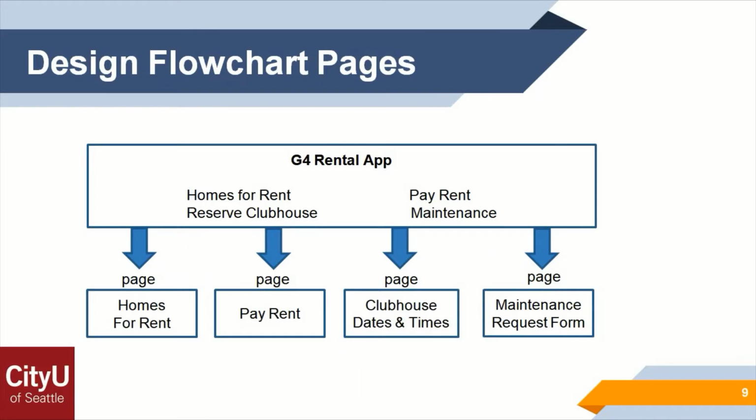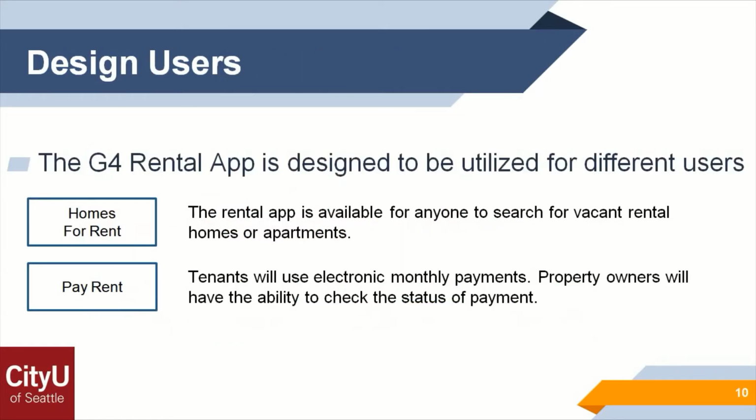The design flow of our rental app starts with a G4 application homepage. We created a separate homepage for each subset. For example, Homes for Rent has its own homepage showcasing the available rental properties. Our rental app is designed for different users, such as people looking for available rental properties, and tenants to make rental payments.